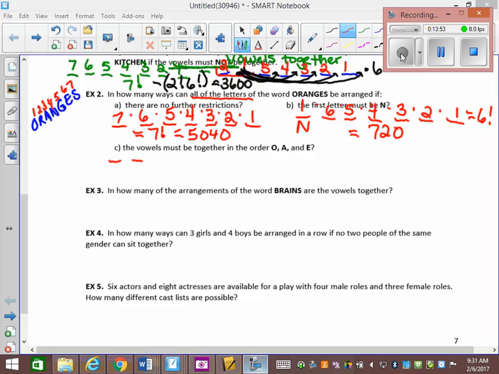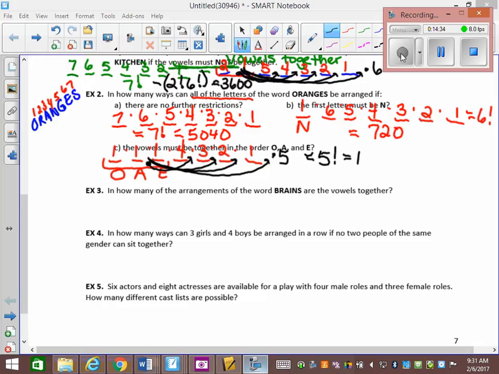The vowels must be together. 1, 2, 3, 4, 5, 6, 7. They must be together, so I hook them together. My only options are O, A, then E. So I have 1, 1, 1, because that's all that can be there. Then I have 4 left. 3, 2, 1. Does it say together at the front? No. So I have to move them. They can be to here, which is 1 way, or here, which is 2 ways, or here I can move them, 3, or here, 4, or here, 5. So times by 5. So I'm going to get 1 times 1 times 1, which is 1, times 5 times 4 times 3 times 2 times 1. So it's just 5 factorial, which is 120.